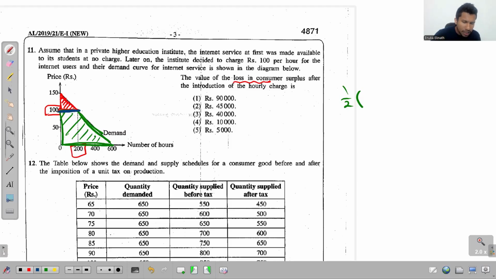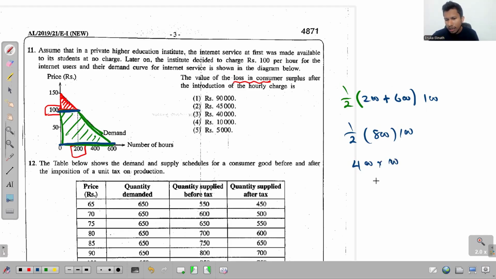distance from here to here, which is the distance from 0 to 200. So the distance is 200 plus, now you get the distance from here to here, which is 600, and that you multiply by the height of this thing, which is 100. So what happens now? This is half into 800 into 100, which is simply 400 into 100. So 400, another two zeros, the answer is 40,000. See, 40,000 is the answer. So for question 11, the third one is the answer.